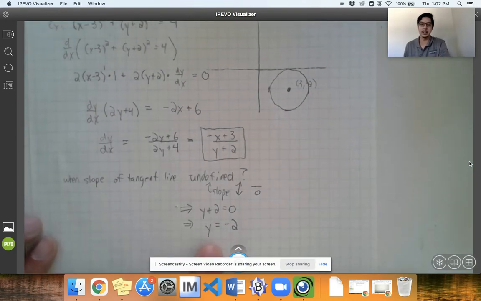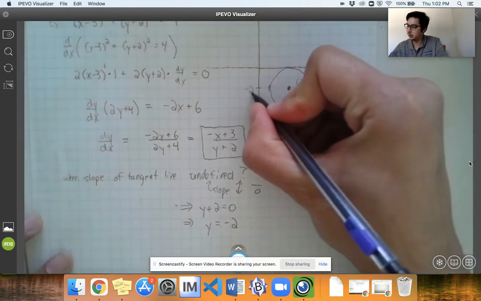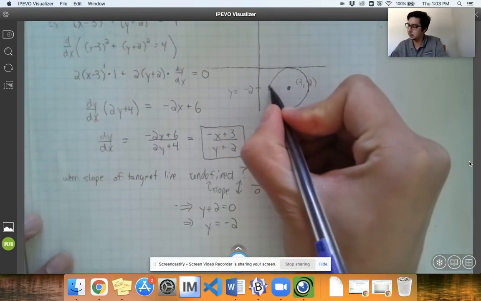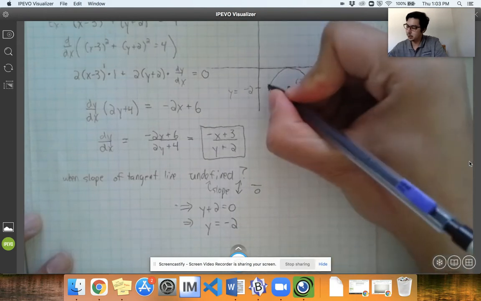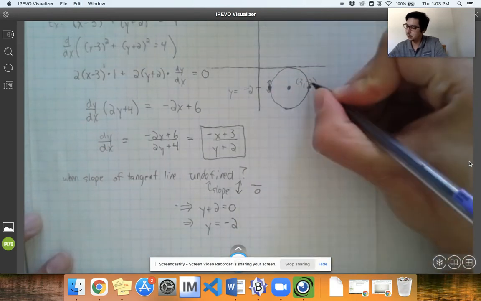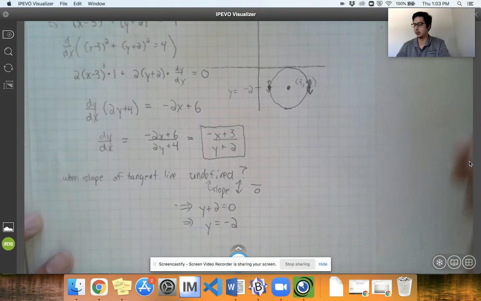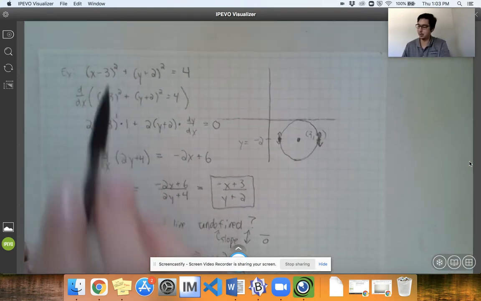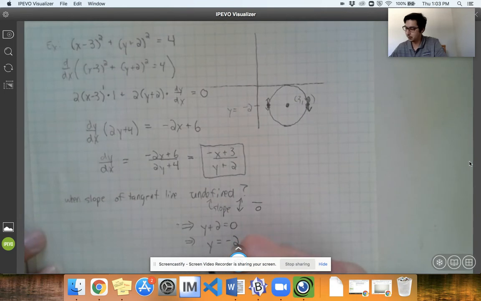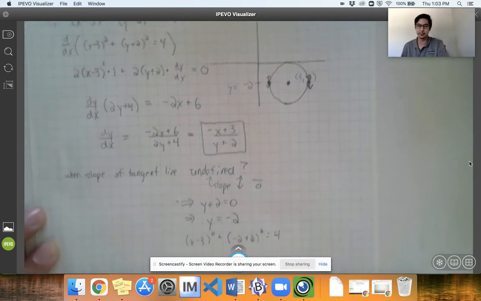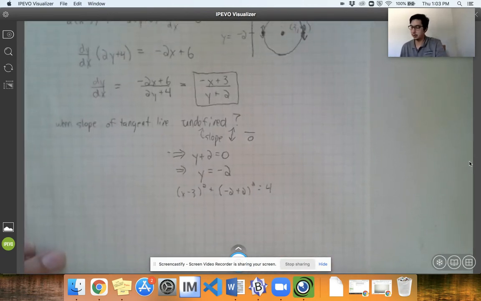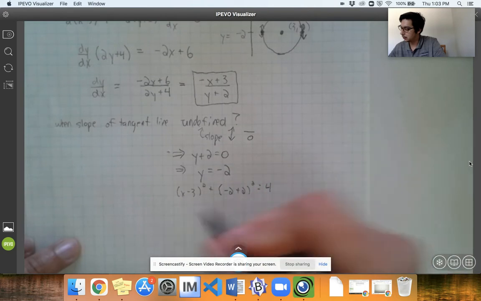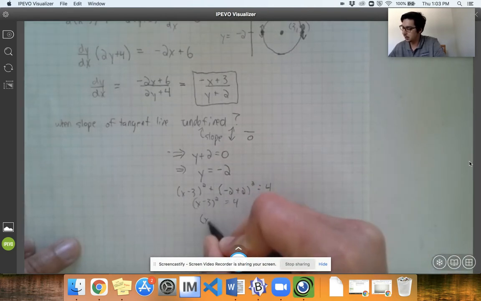Now, when is y -2? We can see on a graph that at y equals -2, there are 2 points here and here, and at both those points we could see that the rate of change is undefined, which is great. Now, if you wanted to find the exact point, just plug it back into the original problem. So we would have (x - 3) squared plus (-2 plus 2) squared equals 4. And you would get here (x - 3) squared equals 4, square root both sides.